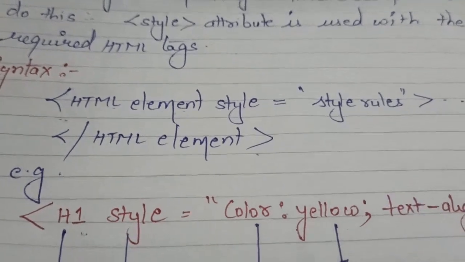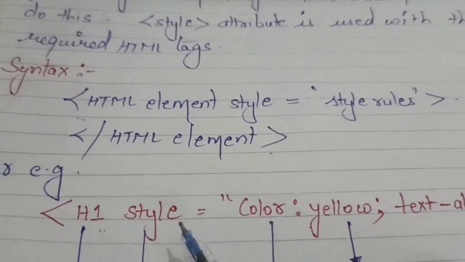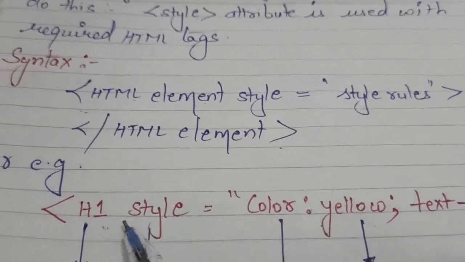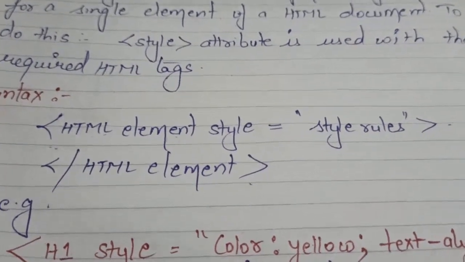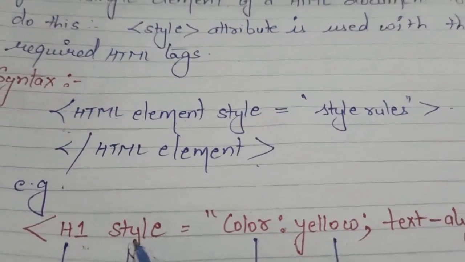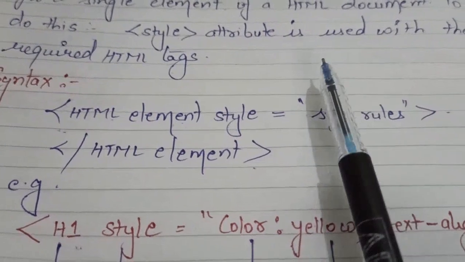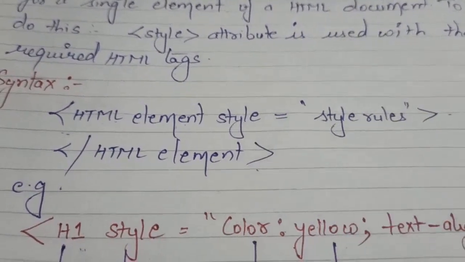What is the meaning of inline over here? The meaning of inline is that here we have implemented the CSS property along with the HTML element. And how will this be implemented? By using the style attribute. Clear? So now let's check the program.